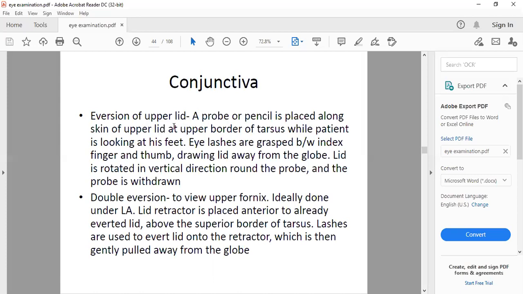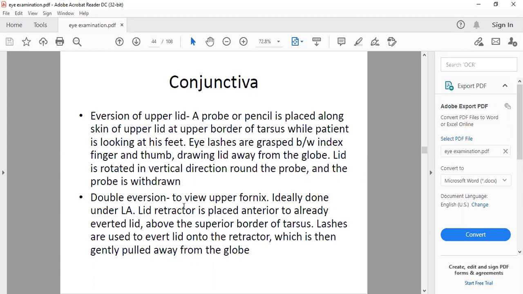Along this lid crease you have to place the probe, and then the eyelashes are grasped between index finger and thumb. We have to pull the upper eyelid, the lid margin, by grasping the eyelashes between index finger and thumb, drawing the lid away from the globe, and then the lid is rotated in a vertical direction around the probe. This is how you do eversion of the upper eyelid. This is very important, and you should be able to perform eversion of the eyelid, because a lot of times foreign bodies are lodged in the palpebral conjunctiva, which you need to remove.